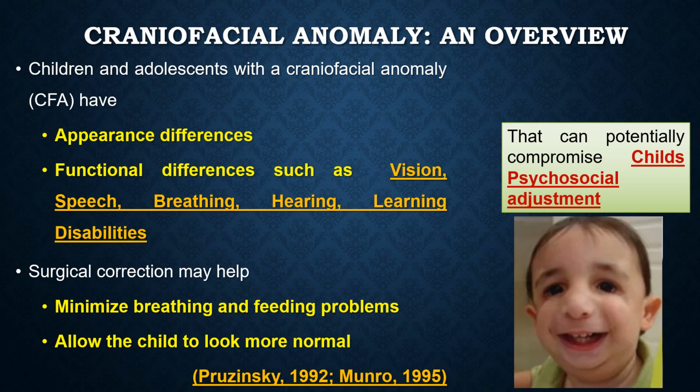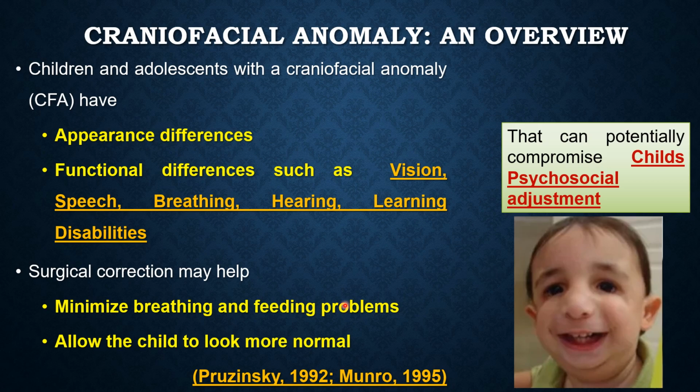Now, children and adolescents with craniofacial anomaly have various appearance differences, like the face not being symmetrical. He or she may also have facial asymmetry and various functional differences such as vision problems, speech problems, breathing problems, hearing problems, and learning disabilities, which can potentially compromise the child's psychosocial adjustment, meaning he or she may not be able to adjust normally within the social environment.